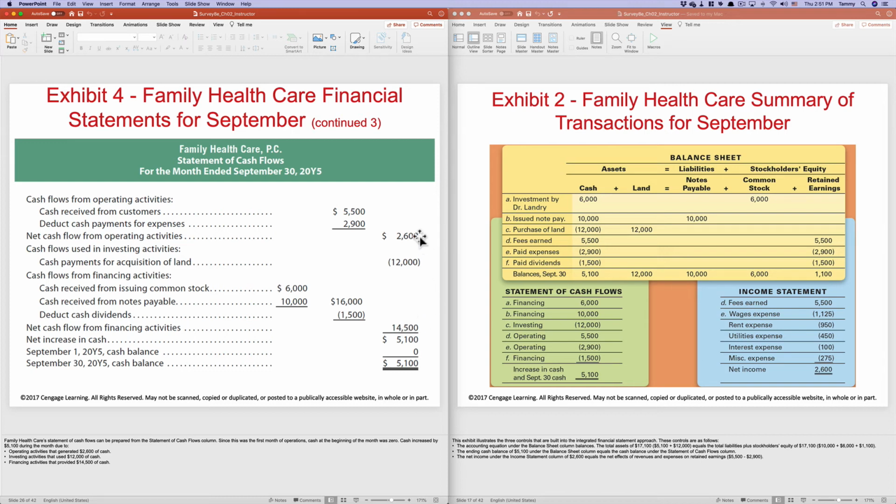So we have a positive $2,600, a negative $12,000, and a positive $14,500. And if you add those three up, that will again add up to that $5,100. If it doesn't, you've done something wrong. Okay, all this is like your balance check. This number has to be the same as this number, which has to be the same as what's showing up on your balance sheet.